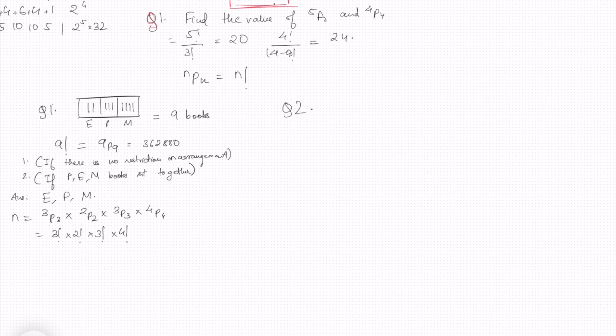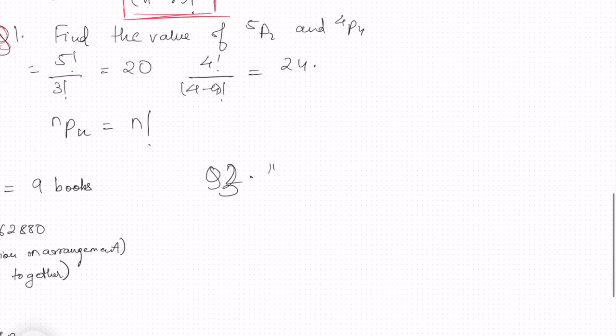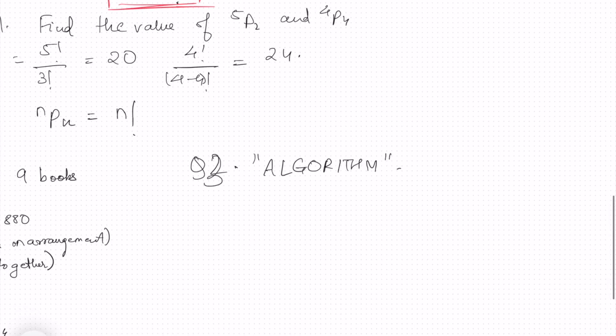Next question. This is question 3 if I'm not wrong. So here's the next question. It's sort of a combination of several different questions. Again, like the word I had given you, let's take the word algorithm. So the task is to determine the number of arrangements of the letters of this word with a few constraints.